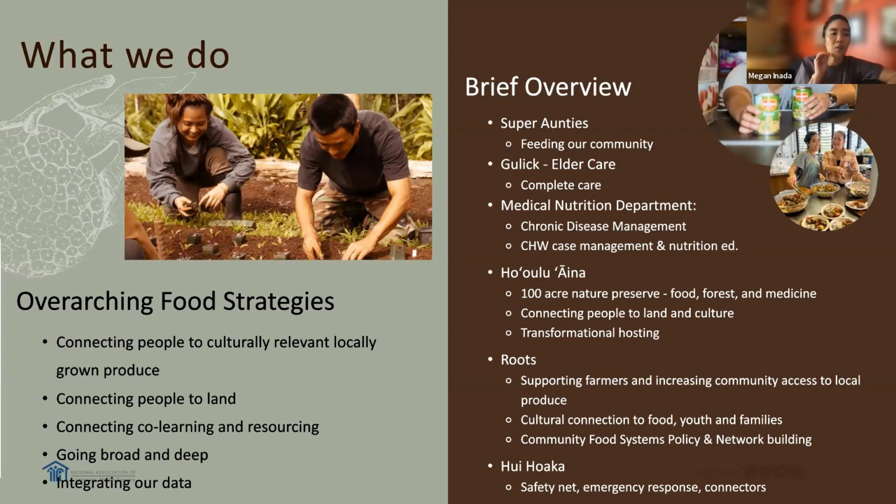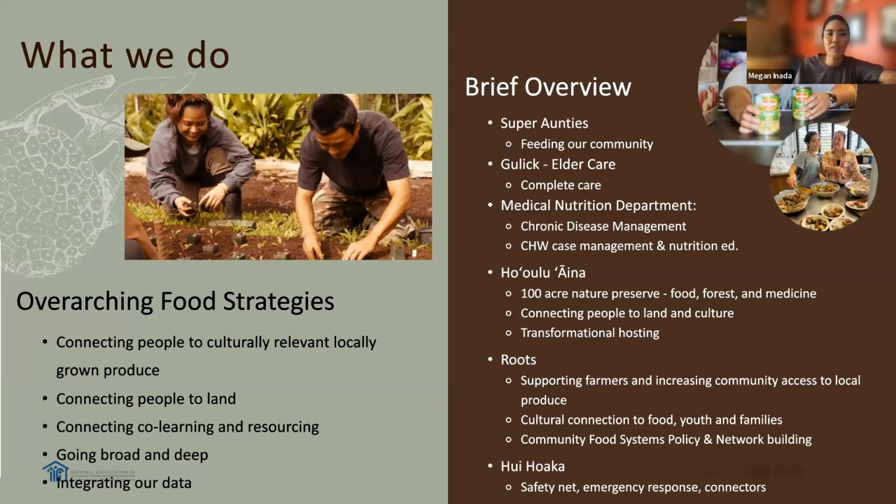But what I heard that was the same throughout all of our programs are these 5 overarching food strategies. We're always trying to connect people to culturally relevant, locally grown produce. This is so important for us in particular, because we went from an island that could feed everyone living there to, I think the last thing I heard was, if we stopped all shipment, we could only survive for 3 days. That's how much we depend on outsourcing. And so we really want to go back to our roots and farm more and feed our own people with food that's grown on our own land. We also want to connect people to the land. We know that land can heal.